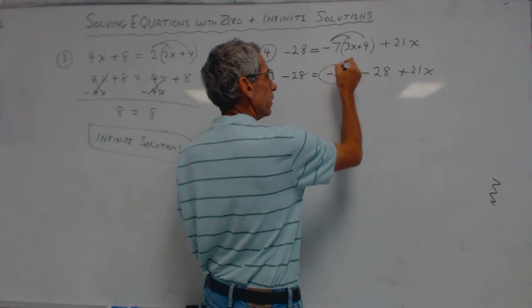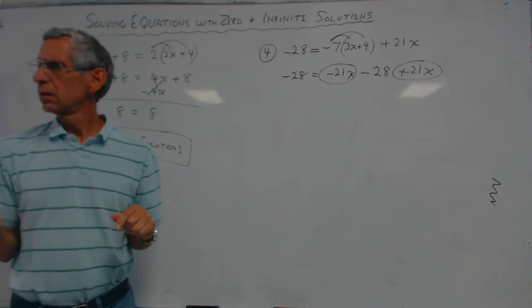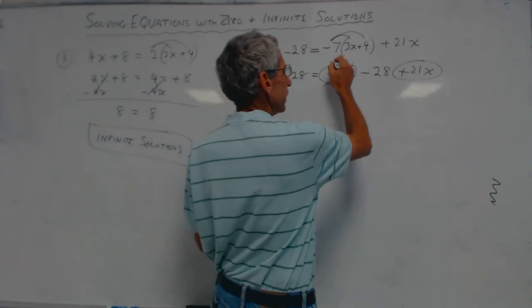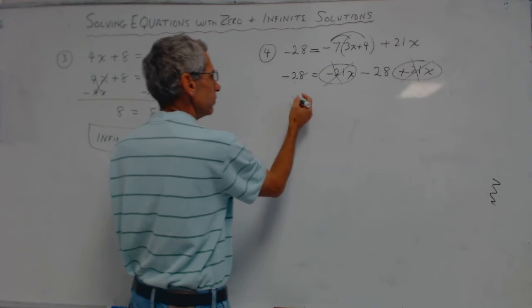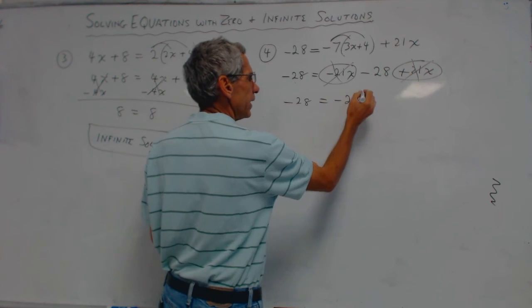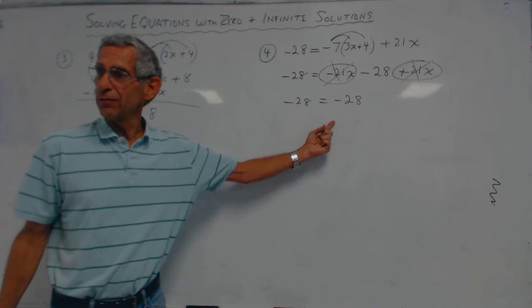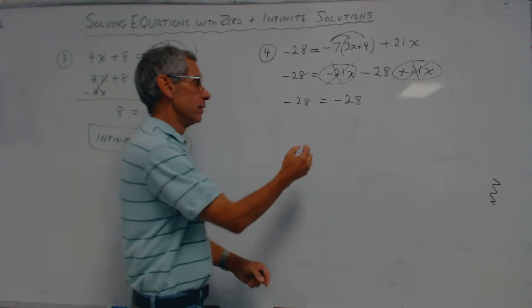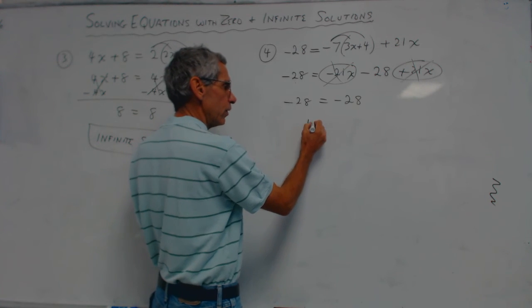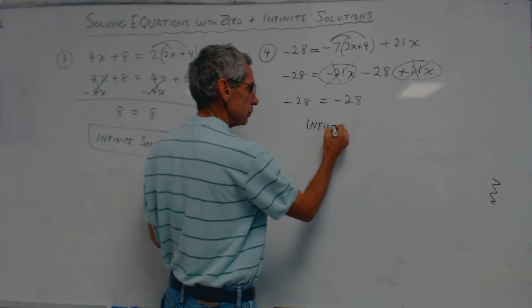So we have negative 21x plus 21x. What does that do? They cancel out. So that leaves me with negative 28 is equal to negative 28. Infinite solutions, right? That's a true statement. Negative 28 equals negative 28. So it's a true statement, therefore there are an infinite number of possibilities.